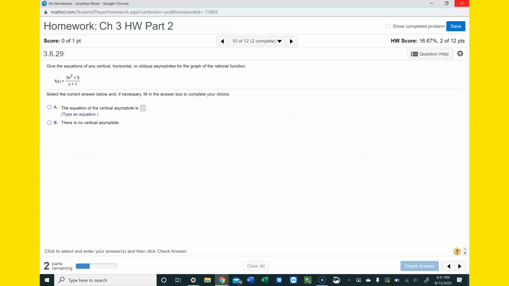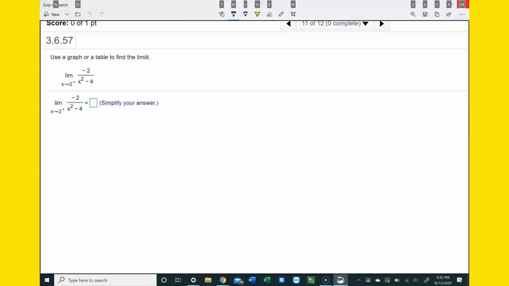Okay, same deal with this one. I'm just going to give you one hint on this one. When you do your synthetic division to find your oblique asymptote, remember to use a placeholder for the x term. So 3, 0, and 5 go in the box. All right, this is a strange looking problem, isn't it? So let me tell you what this means.